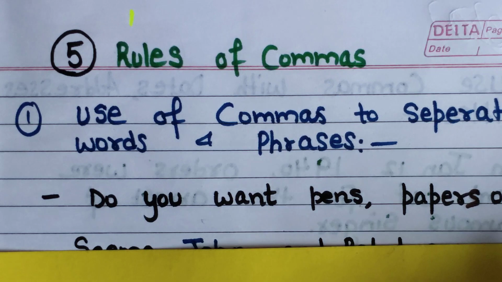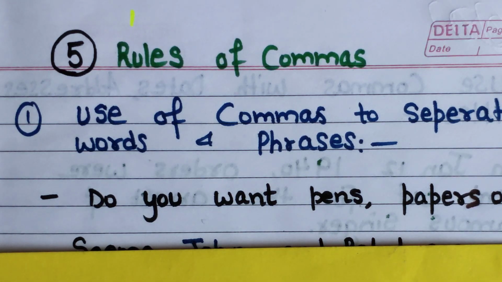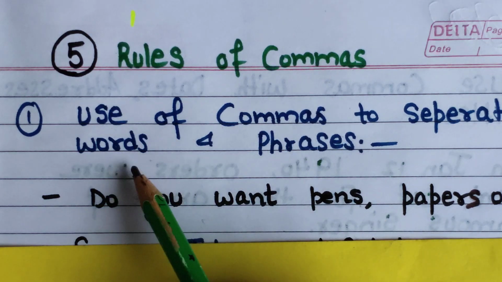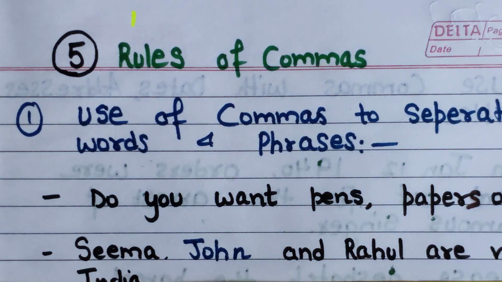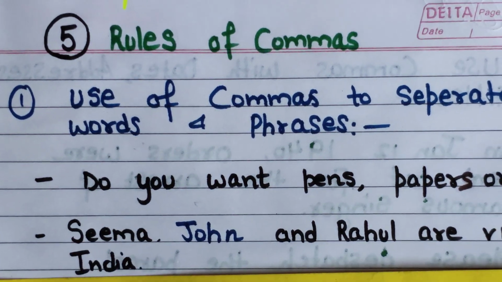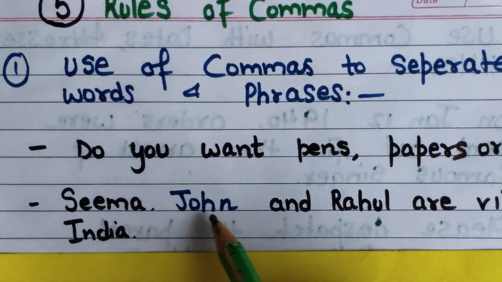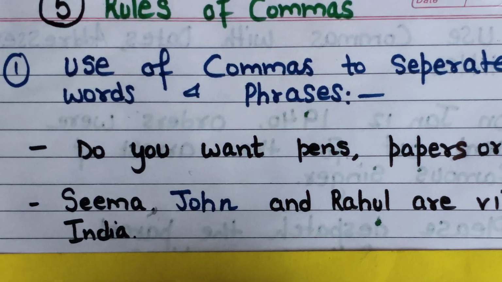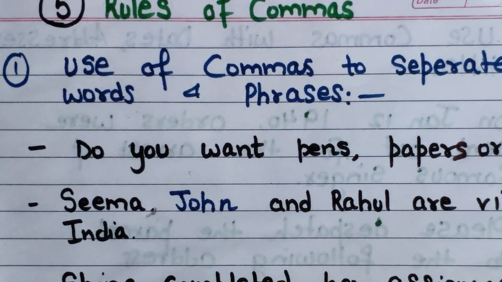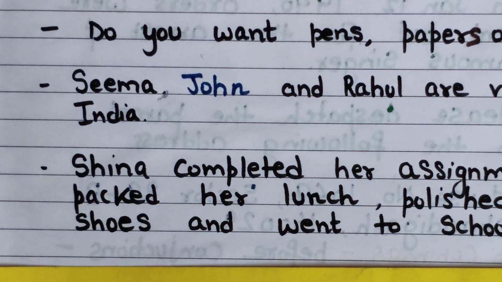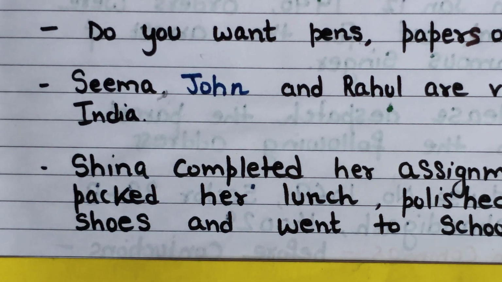Papers or pencils. Okay, so here we are using commas to distinguish between words. Now again, the next one is: Seema, John, and Rahul are visiting India. Seema, we have put a comma over here, and Rahul are visiting India.